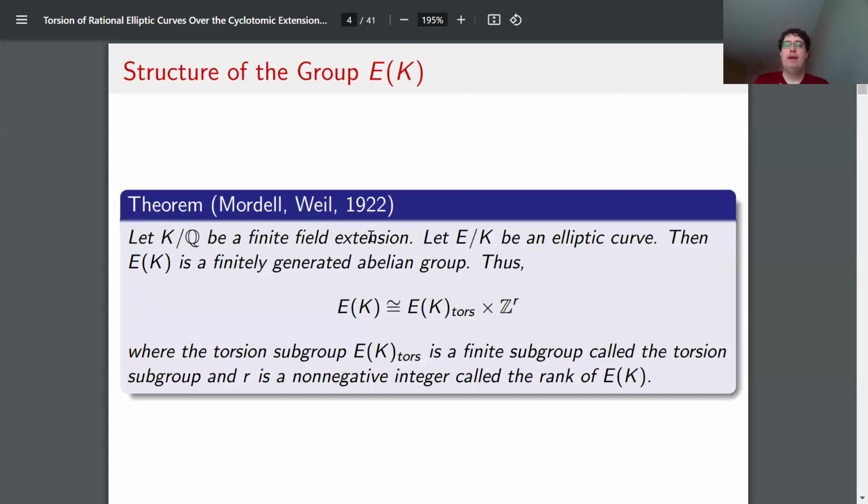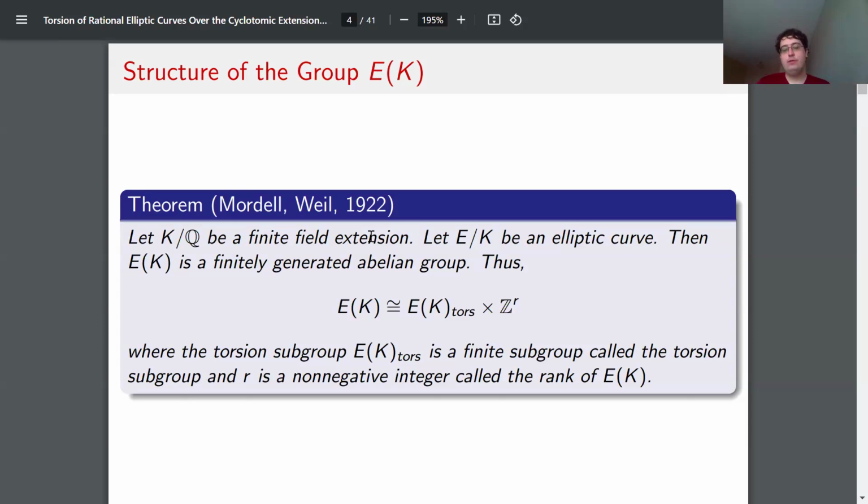When the elliptic curve is defined over K, we look at the K-rational points, which means that the coordinates of the points are in the field K. It will be closed under addition. So if 2 points belong to E(K), which we denote by the K-rational points, their addition will also belong to this. So we have an abelian group.